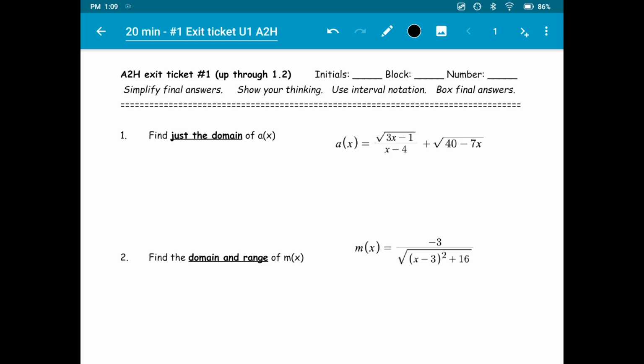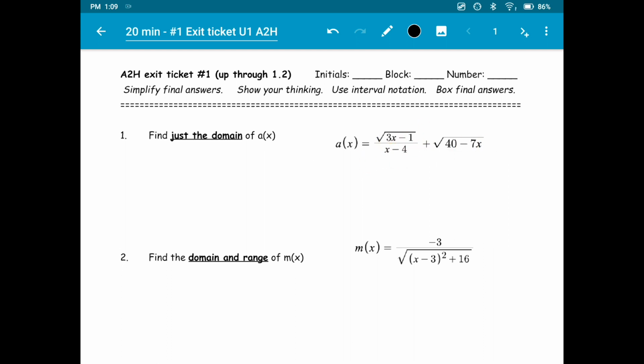So this time we are going to go through the questions on exit ticket number 1. Question 1 is telling us to find just the domain of A of x. For the domain, I'm looking for things where the function is not defined. In this function, I see both square roots and a division. Division can't be 0. I can't divide by 0.